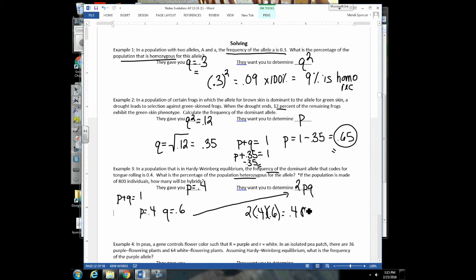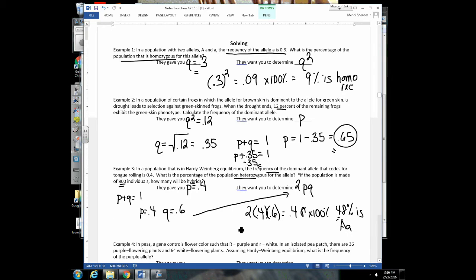And let's go back to the question. It says, what percent of the population is heterozygous? So that means we have to turn this into a percent, so we just times by 100. 48% of the population is heterozygous, like big A, little a. Now, there's a second part to this question. It says, if the population is made of 800 individuals, how many would be hybrids? So this is just another way of saying how many would be heterozygous.